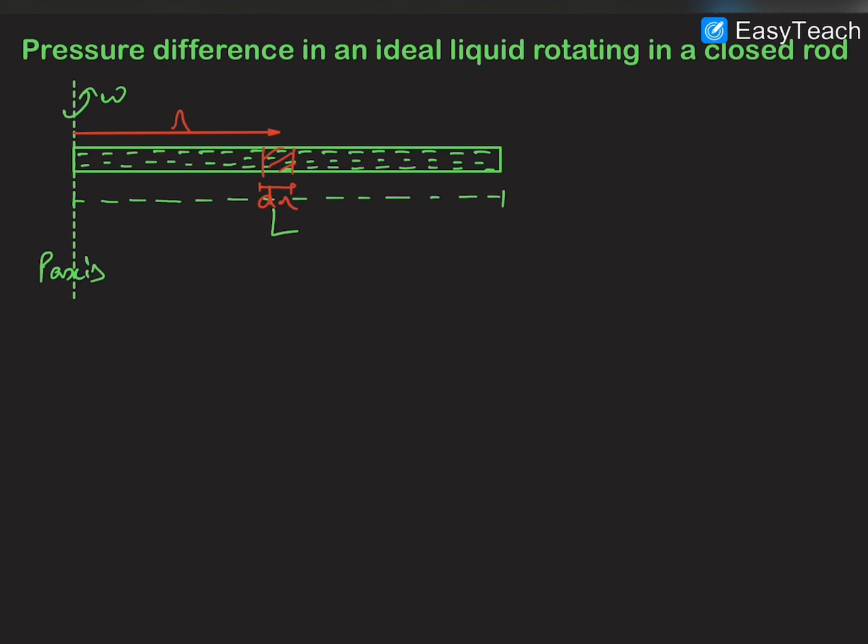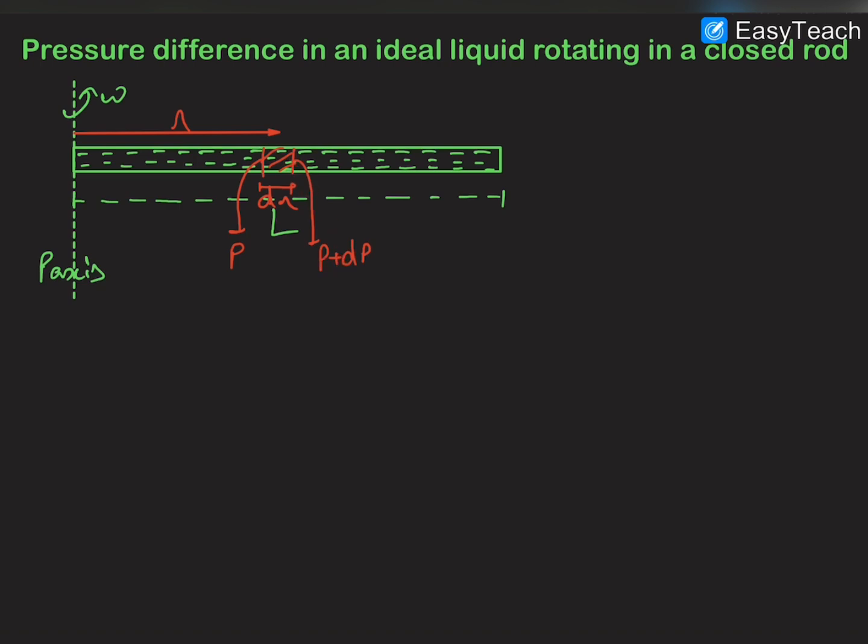And let us assume that the pressure at this point is P and the pressure at this point is P plus dP. So the pressure at this point would be greater because we have already discussed that pressure would be greater as we move away from the axis of the rod. So the pressure at this point will be P plus dP.